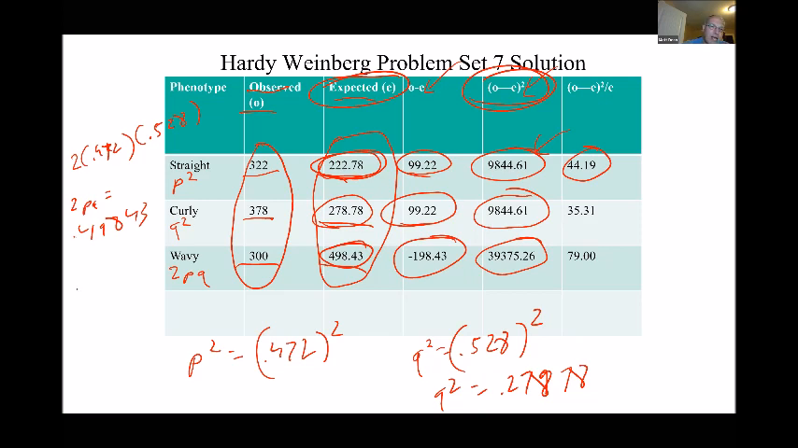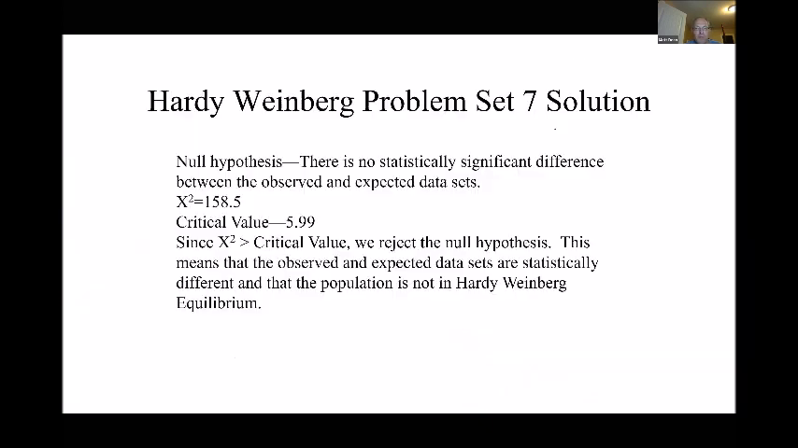Remember, to calculate a chi-square value, the formula for chi-square is the summation of O minus E squared over E. That means to get our chi-square value, we need to add up this column of numbers. Well, I've already done that on the next slide. So I'm just adding up 44.19, 35.31, and 79.00. And when I do that, I get a chi-square value of 158.5.